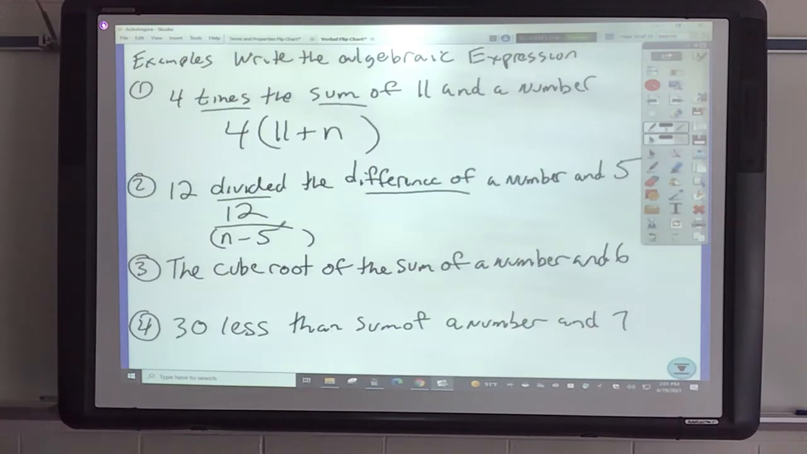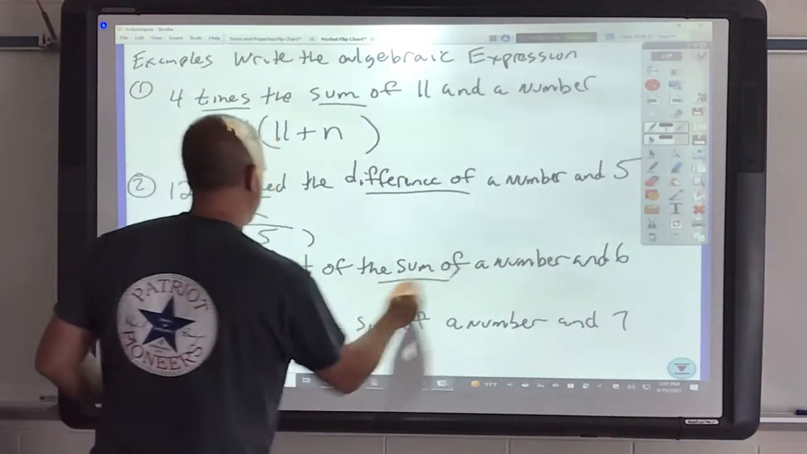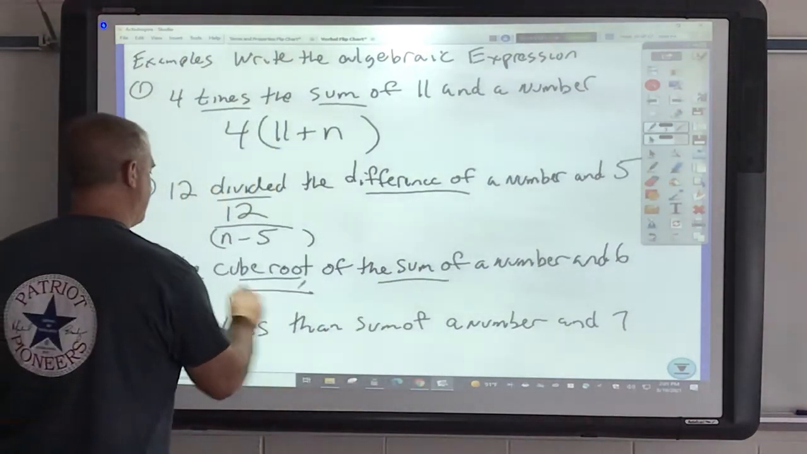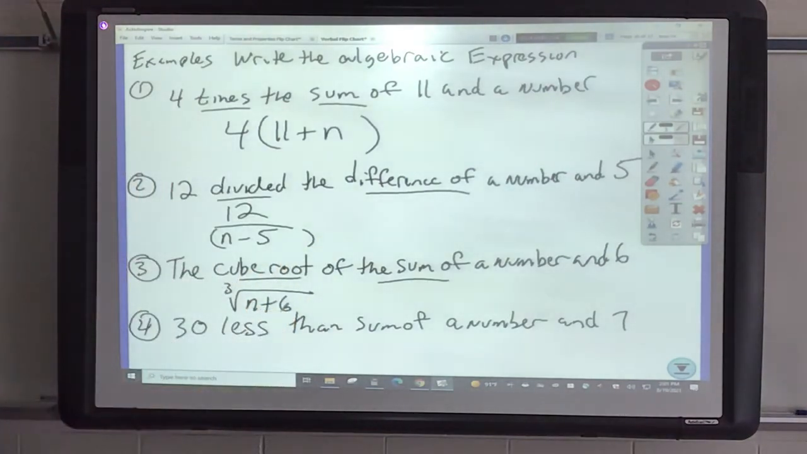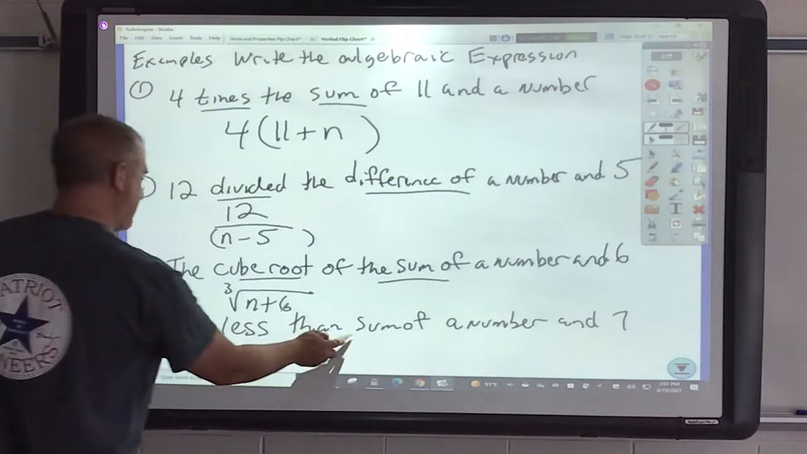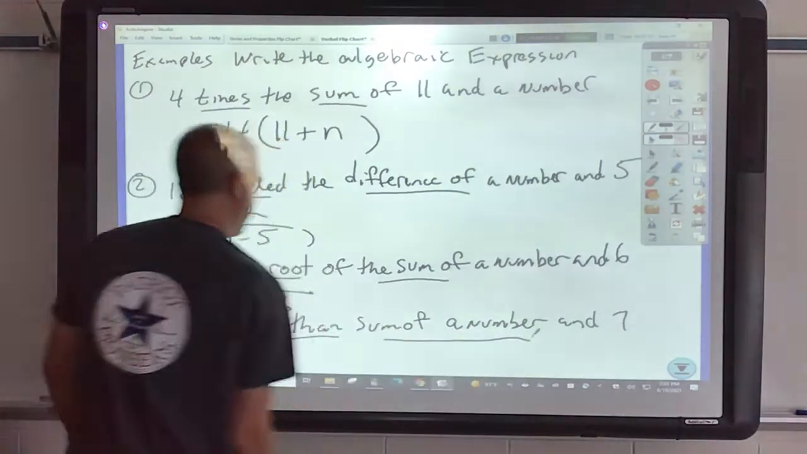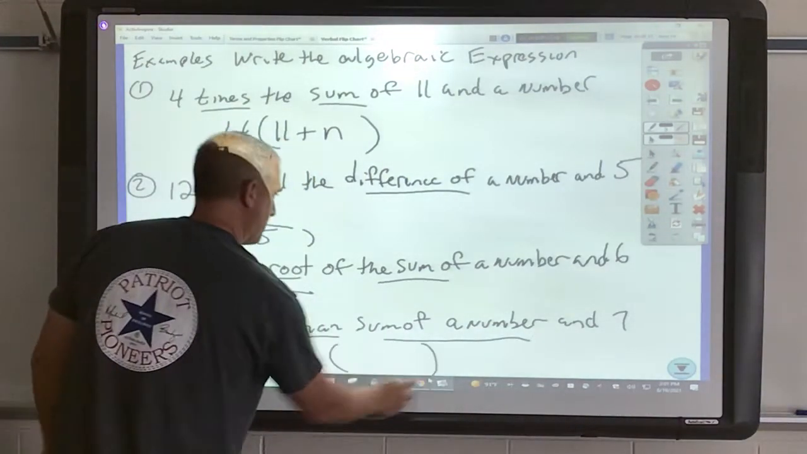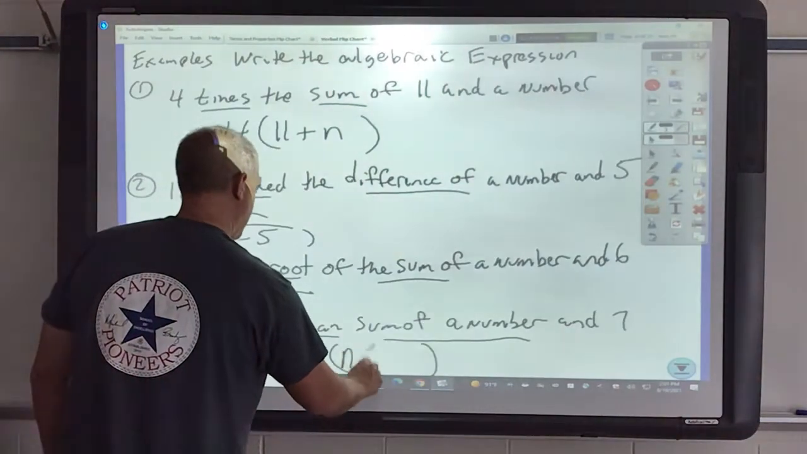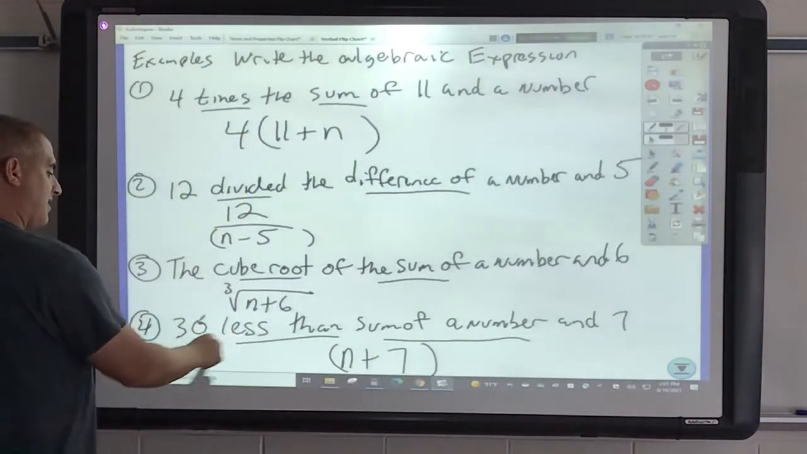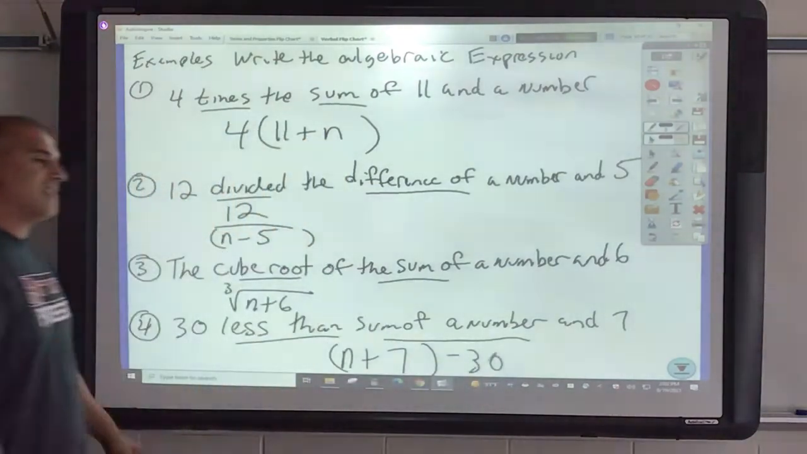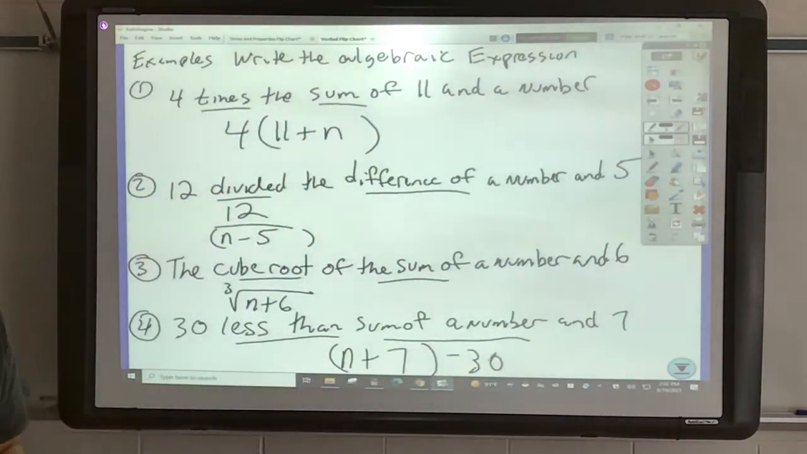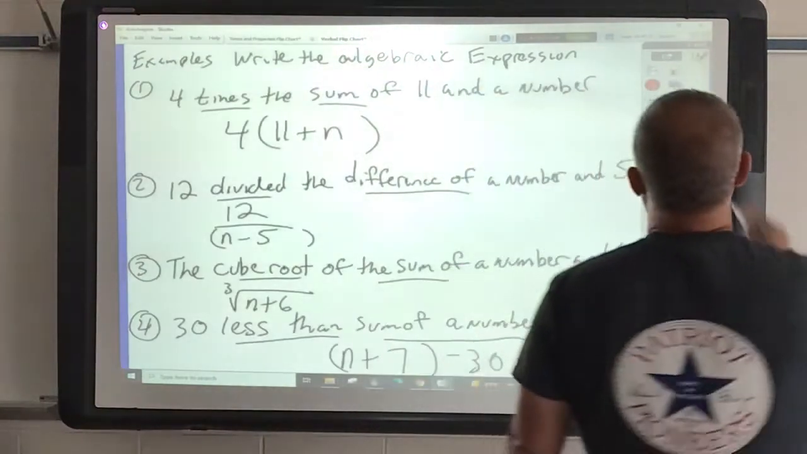The cube root of the sum of. So 2 things. Cube root of the sum of a number and 6. 30 less than the sum of a number. So this other part, sum of a number and 7. And 30 less. What does 30 less mean? It means I got to put the minus sign right there. That's probably your trickiest one.